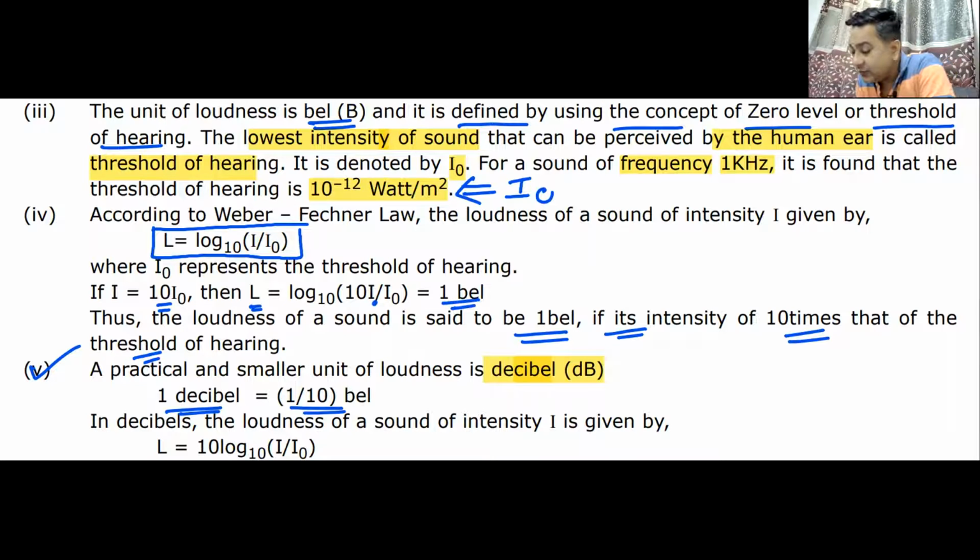Well, that is how we define the intensity in bel, but the practical unit that we use is the decibel. 1 decibel is 1 by 10th of a bel. So in decibel, the formula for loudness becomes 10 times log to the base 10 of I by I naught, where I is the intensity and I naught is the threshold of hearing, which is 10 raised to the power minus 12 watt per meter square. I will give you 2 minutes to note this down. I hope we are clear with this. Yes or no?